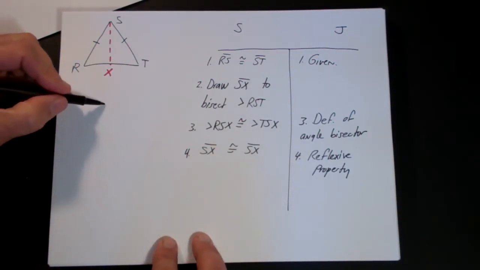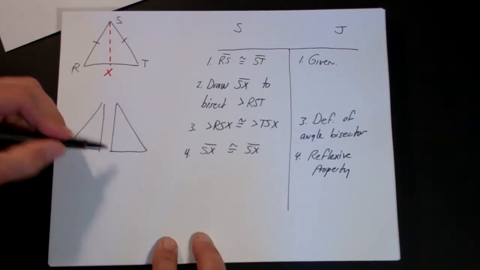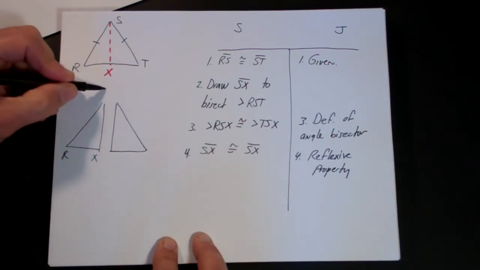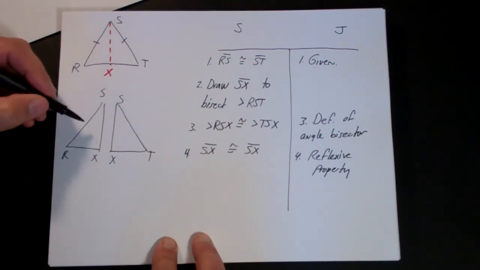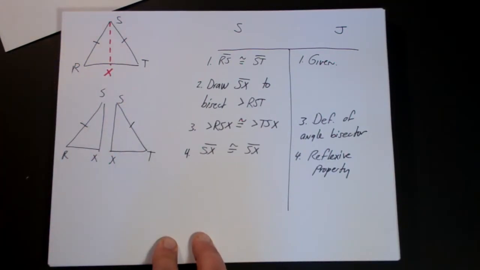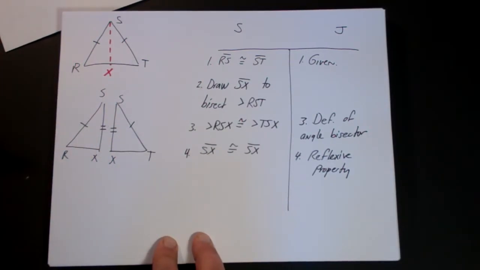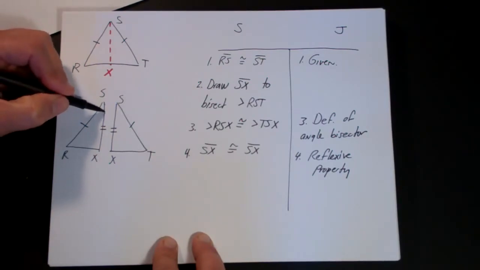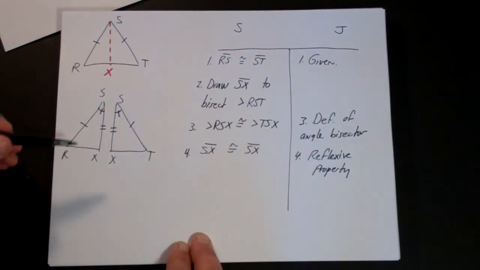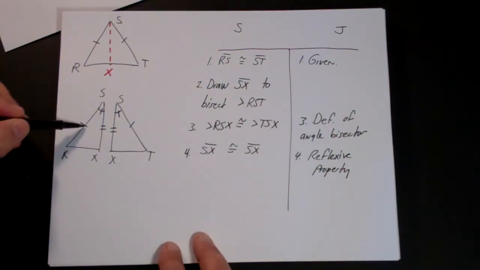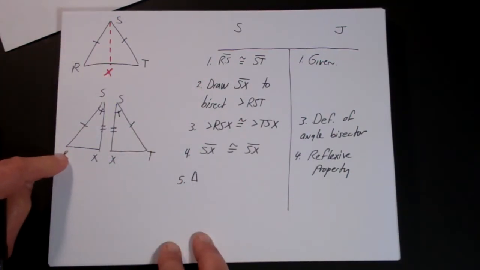And now we might just want to take a break for a second and see where we are. Now we have two triangles here, right? RXS and XST. And it's given that RS and ST are equal. And SX and SX are equal by the reflexive property. And we know that this angle and this angle are equal. Therefore we know that these two triangles are congruent by SAS. So let's just write that down.